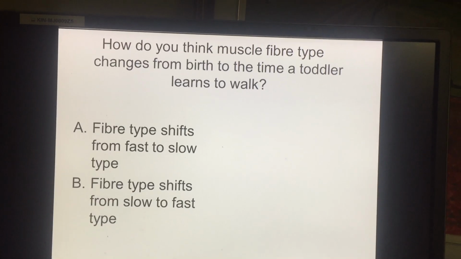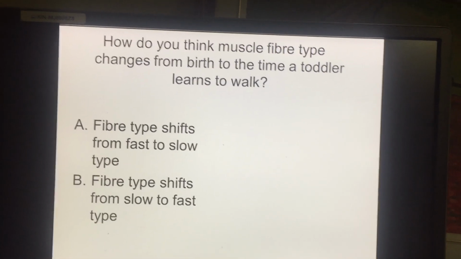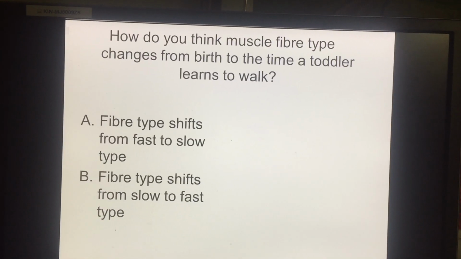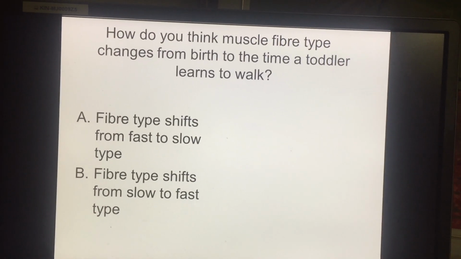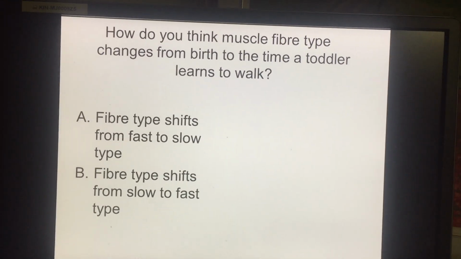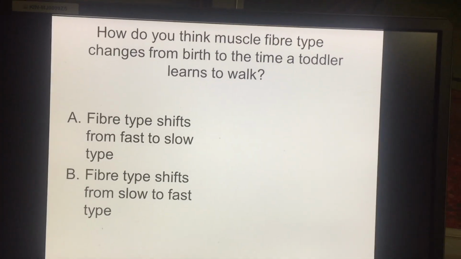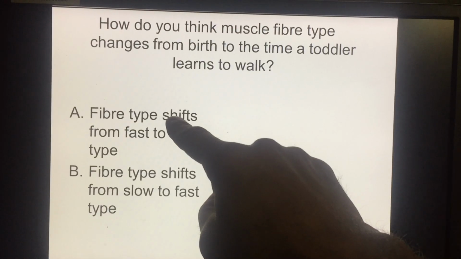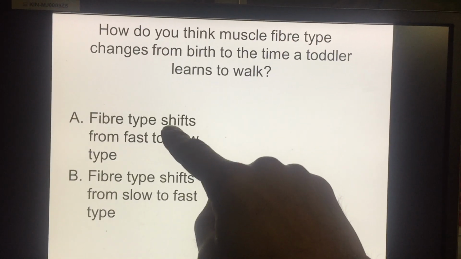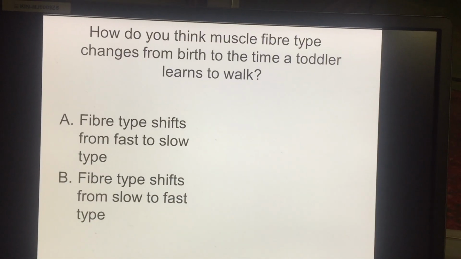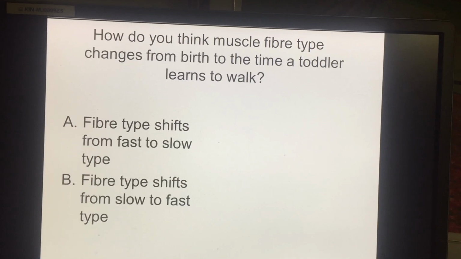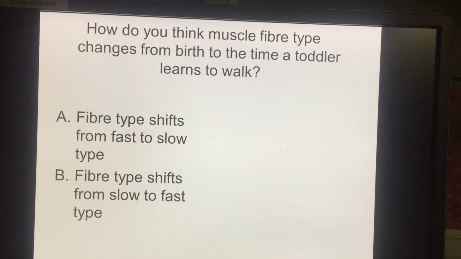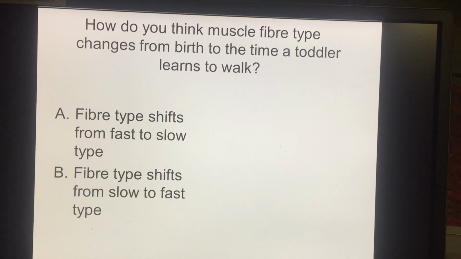This question: how do you think a muscle fiber type changes from birth to the time a toddler learns to walk? So the options here are fiber types shift from fast to slow, or fiber types shift from slow to fast. The correct answer here is that they shift from fast to slow. So it seems like you're born with a greater amount of fast fibers. So fast fibers look like they're the default fiber type. And the more you use a muscle fiber, the more it shifts towards a slower fiber type.